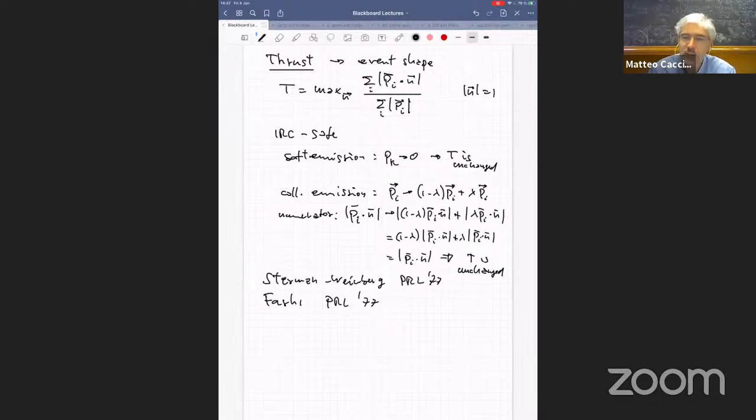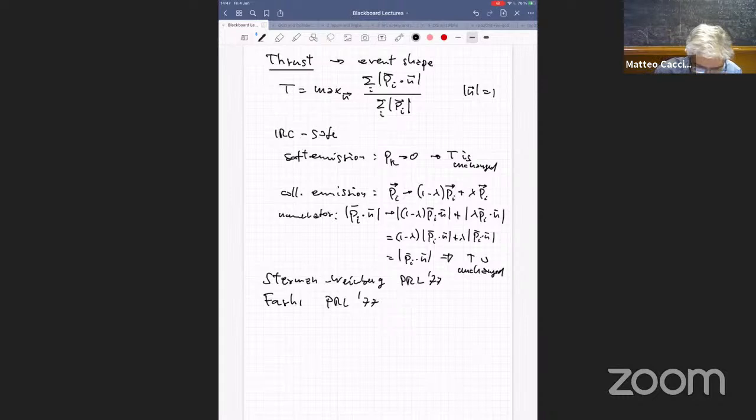And as you can see, they were already in a context of testing QCD in e+e- colliders. At the time, that's what was there. There was PETRA at DESY and this kind of e+e- machines that could be used to test QCD by checking the characteristics of the final state. And thrust in particular is one such variable.